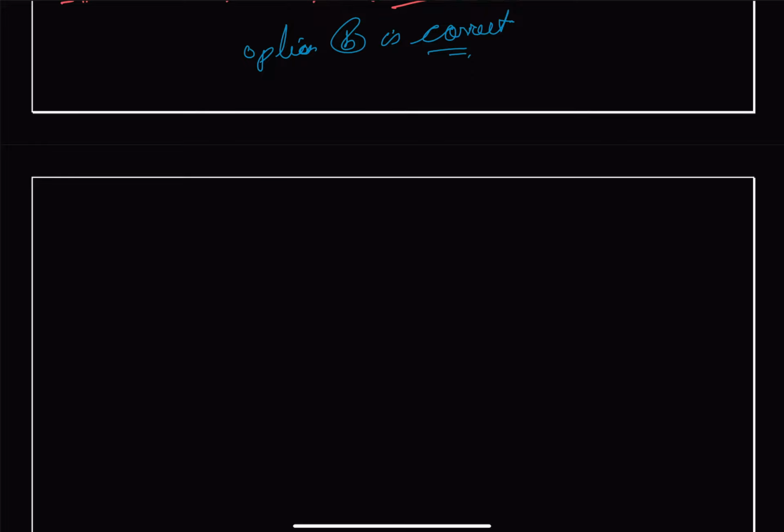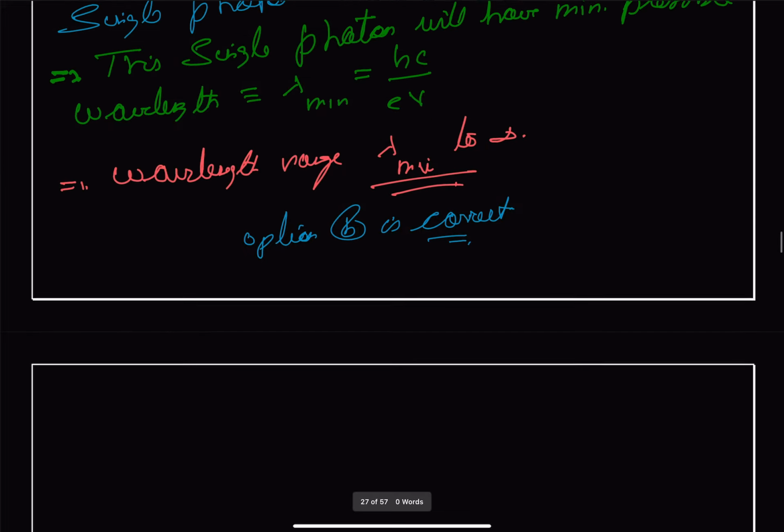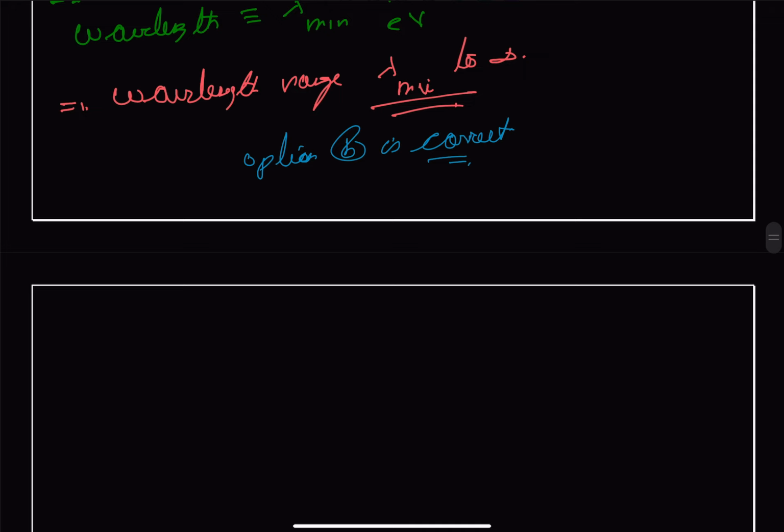And this can also be described with the help of a graph. So this is lambda and we have energy on the other axis, and its curve is something like this. So this point is our lambda minimum. Okay, so it varies from a minimum value of lambda up till infinity.